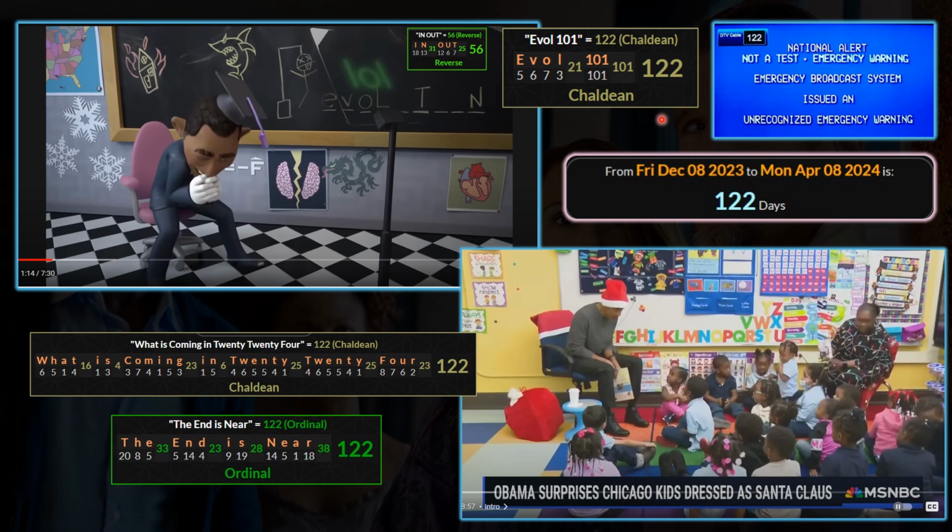The number 122 was a big number within Leave the World Behind. We can see here that channel 122 was broadcasting a national alert emergency broadcasting system during the movie, and the date of Leave the World Behind release was December 8th, 2023, and from that date to the eclipse is 122 days, matching what is coming in 2024 in Chaldean at a sum of 122, and in English the end is near, summing 122.